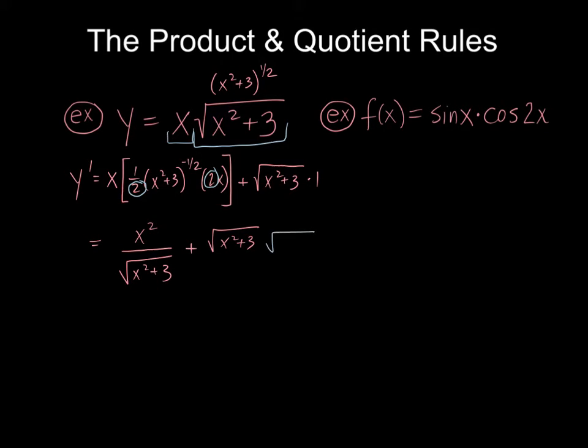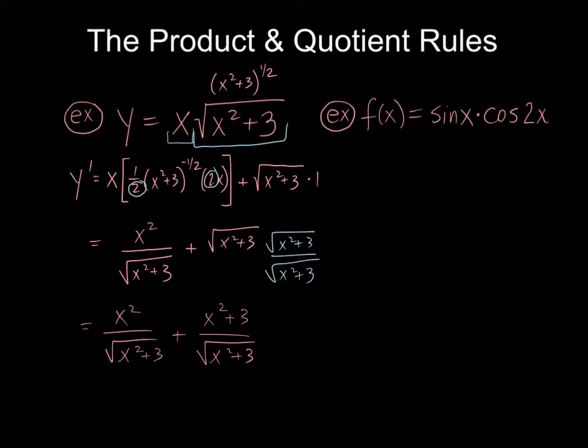If I multiply this second part by the square root over itself, then on the top, now I've got 2 fractions that I can combine. I've got x squared over the square root plus x squared plus 3 over the square root, which combines to make 2x squared plus 3 over the square root of x squared plus 3.